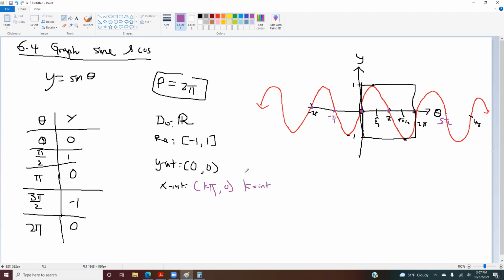What I'm talking about here is that your k can be 0, 1, 2, 3, 4, 5, -1, -2, -3, and so on, and you will get all of these. This is called the x-intercept, using k pi here.